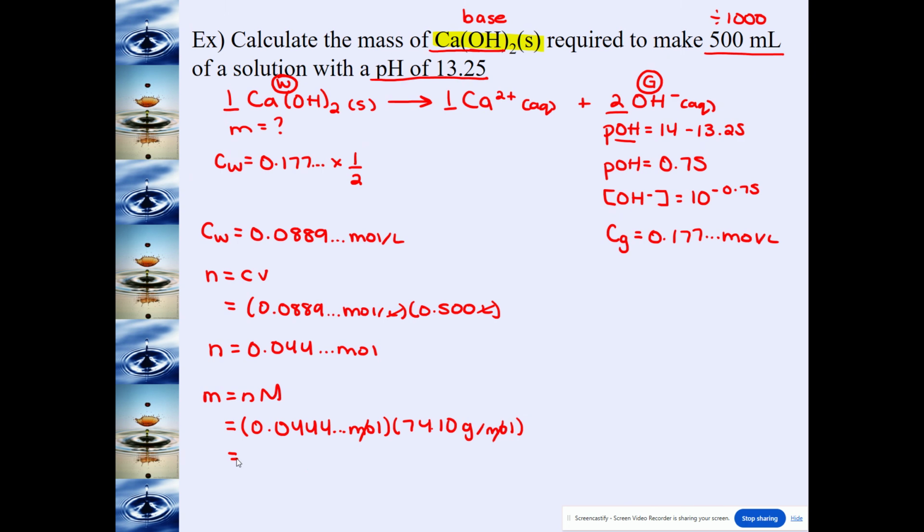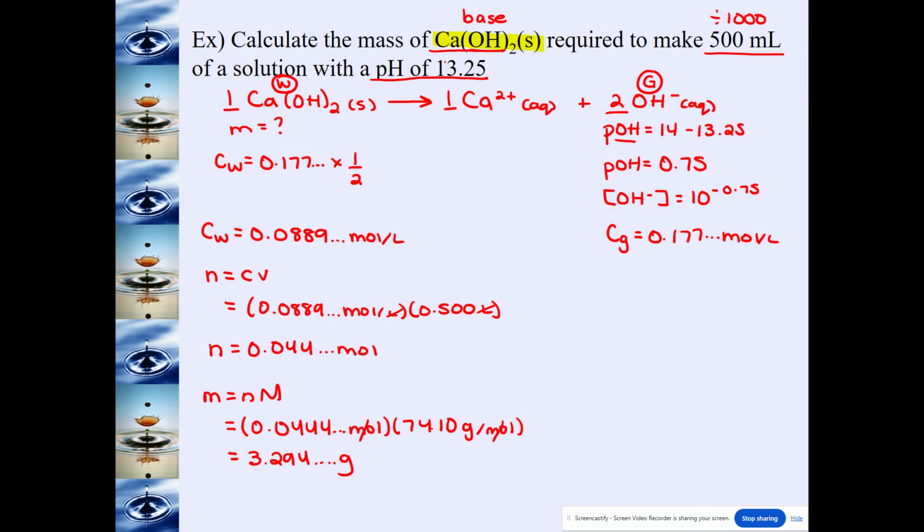So I scroll back up to use that unrounded answer. It was 0.0444569853. Then multiply that by 74.10. I get an answer of 3.294 and so on grams. Now for sig digs, I'm looking back at the numbers in my question.